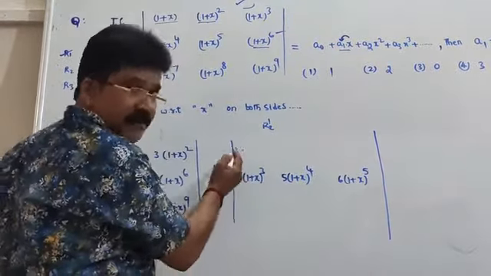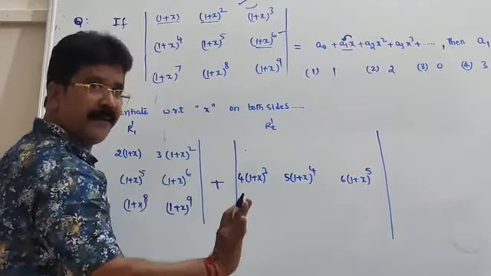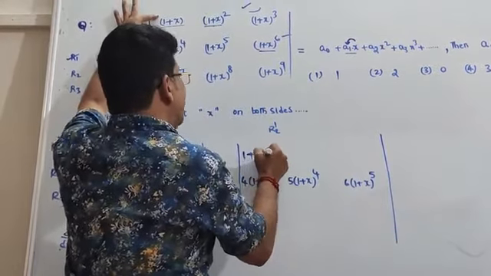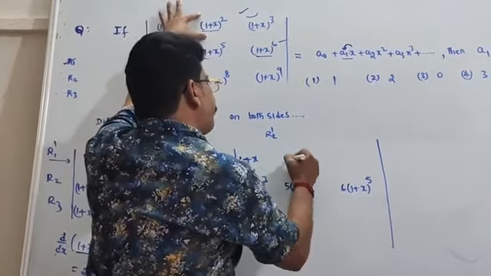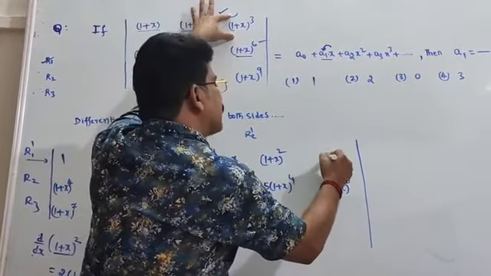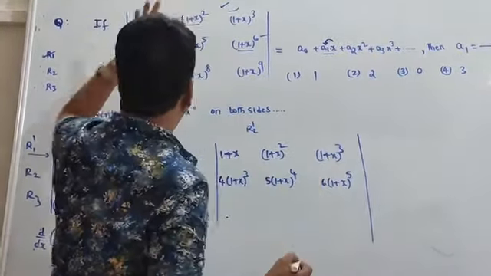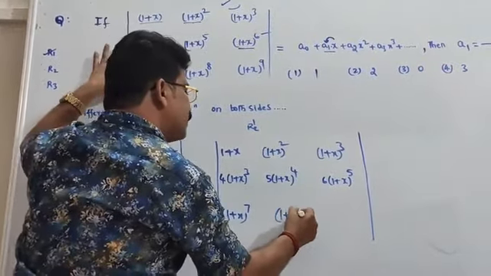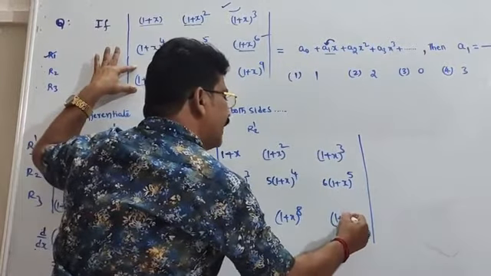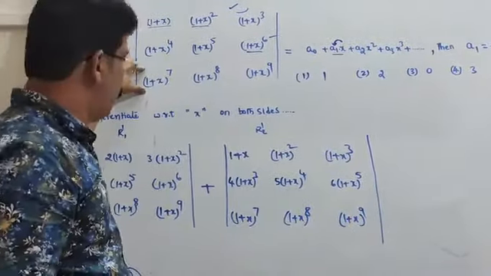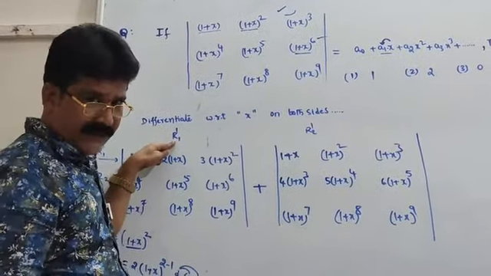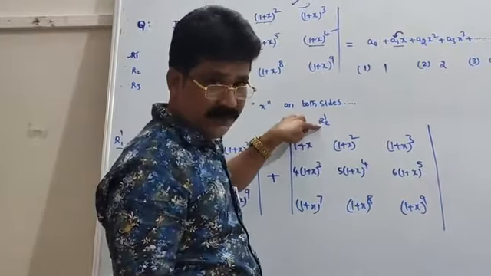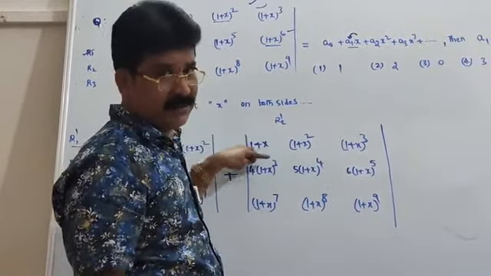You can ask me, sir, what about R1, R3? Keep the same, don't differentiate. So R1: 1 plus x, (1 plus x) square, next (1 plus x) cubed. R3: (1 plus x) power 7, (1 plus x) power 8, (1 plus x) to the power of 9. First time, differentiation of R1, R2 and R3 same. Second time, differentiation of R2, R1 and R3 same.